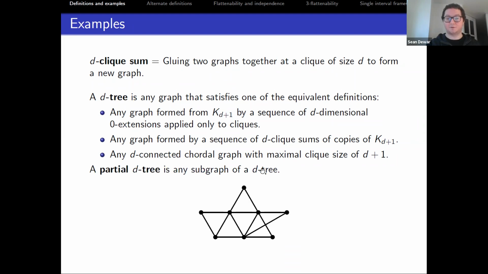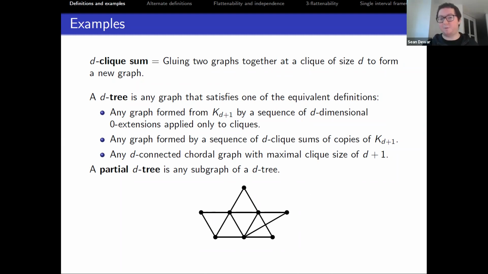And just to give a picture, this is an example of a 2-tree. I've started with K3, and then I've done a 2-clique sum, another 2-clique sum, another 2-clique sum, another 2-clique sum, another 2-clique sum, and I've got this graph. Okay. And a partial D-tree is just any subgraph of a D-tree. Okay.